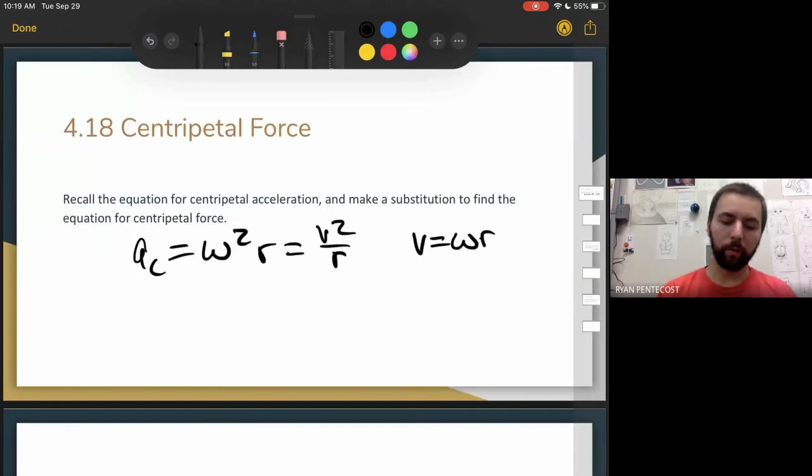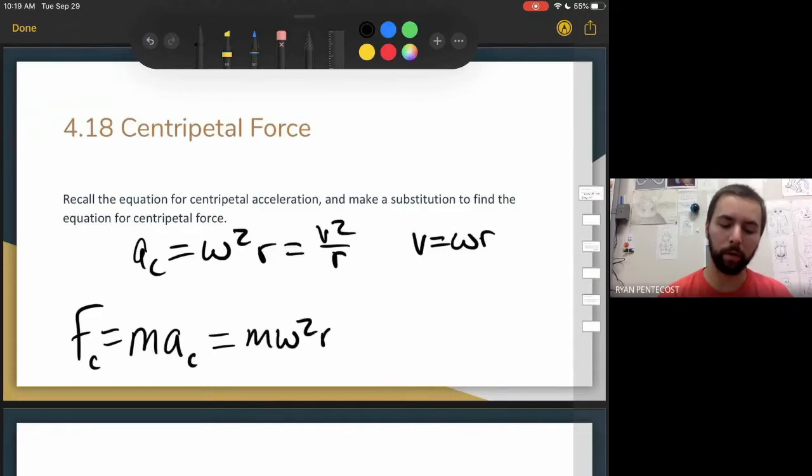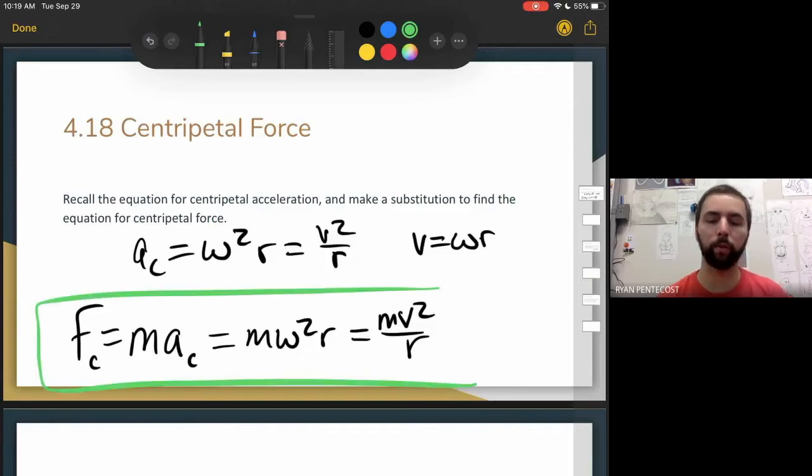So if we look at Newton's second law, F equals ma, right? And if we want to make that centripetal force, we will substitute in centripetal acceleration. So that would give us m omega squared r, or mv squared divided by r. Both of those will work for centripetal force.